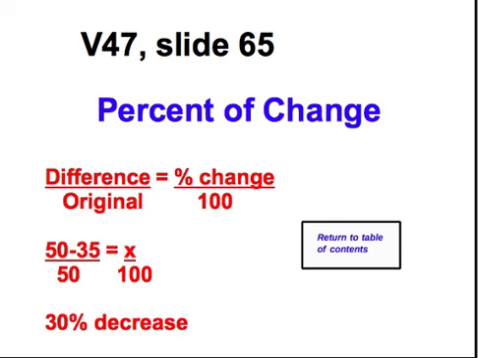So using this formula, 50 minus 35 is the difference, 15, over 50 equals x over 100. If you do cross products, it's going to be 1500 divided by 50, which will give you the percent of change, and that comes to 30% decrease. So the sale was a 30% decrease from the original cost of the $50 shirt.